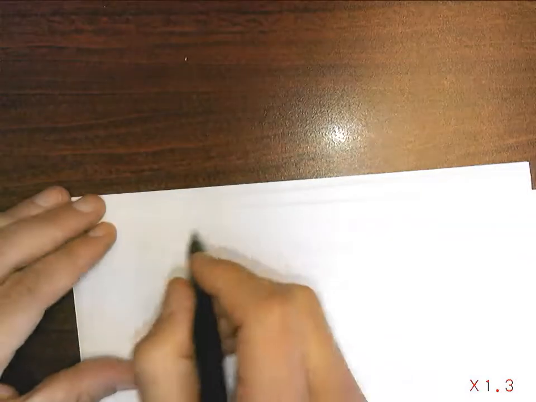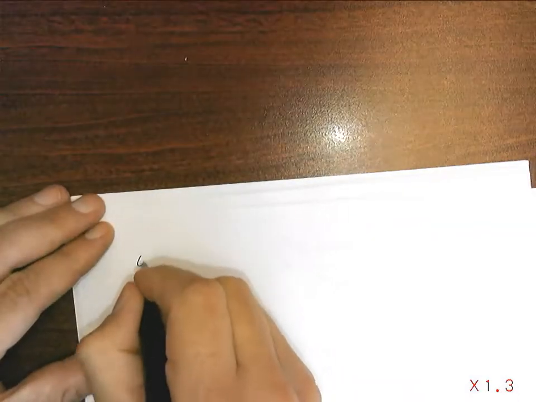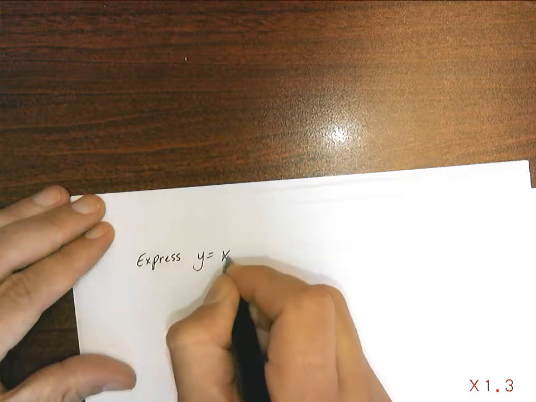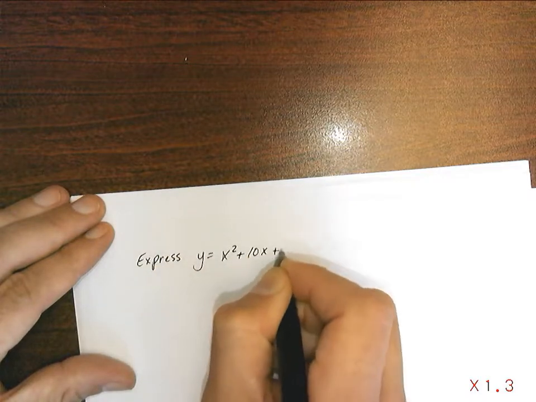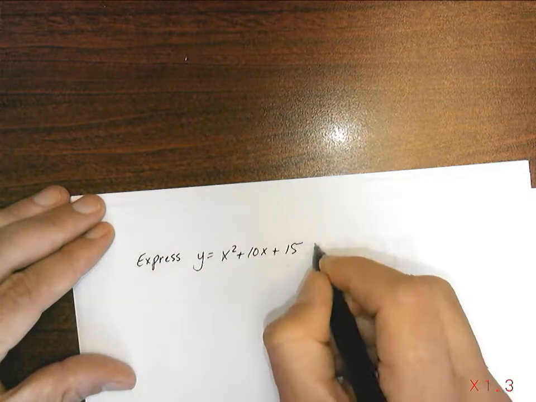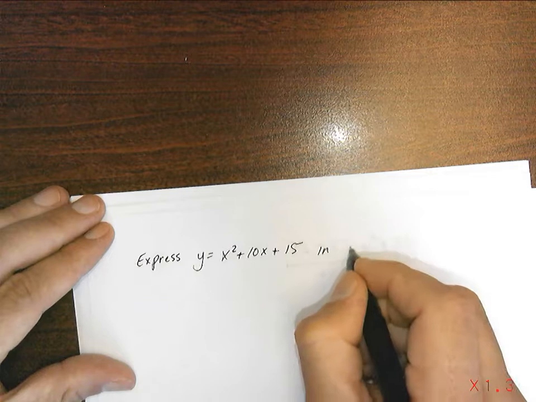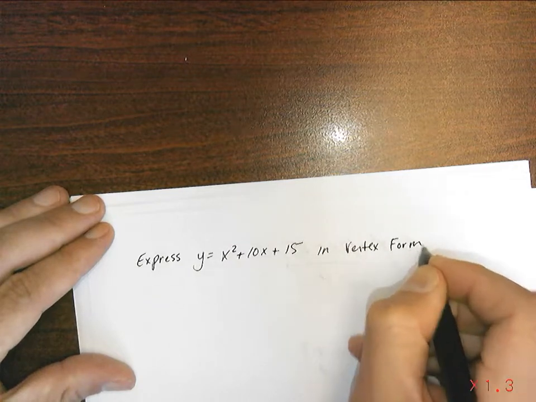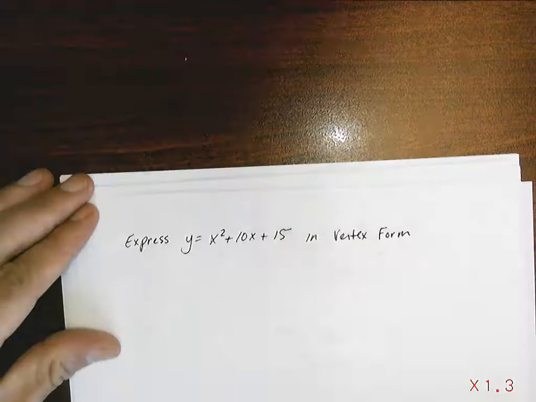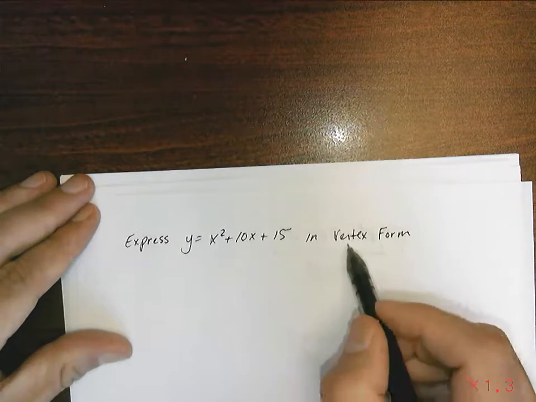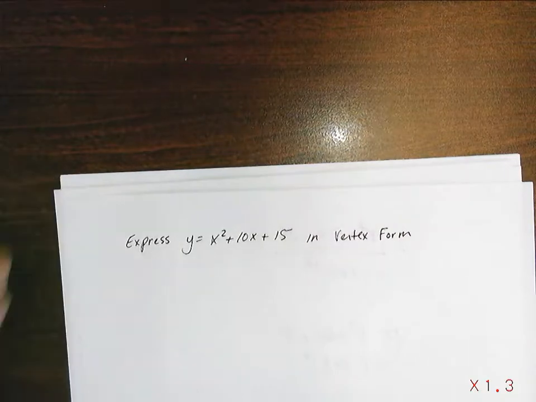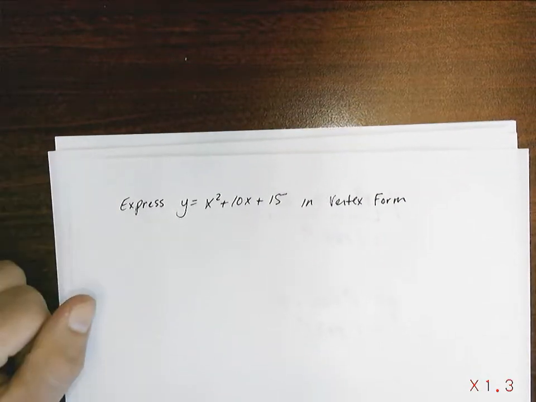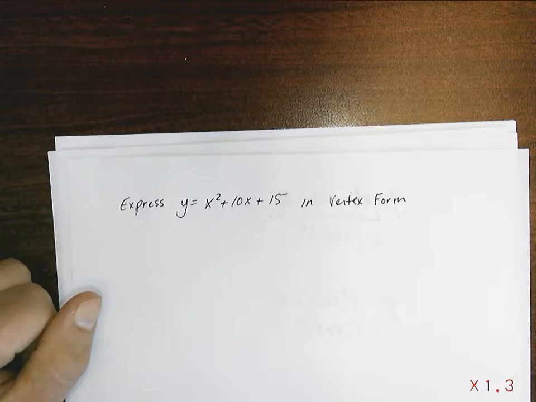The question is going to be, express y equals x squared plus 10x plus 15 in vertex form. I'm not sure if I was saying standard form or vertex form just a minute ago, but we were expressing it as a perfect square trinomial, and we were putting it in that form, factored form. So now, this one, I want to express that in vertex form.